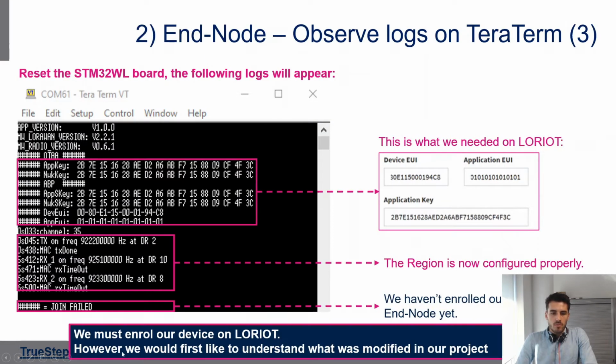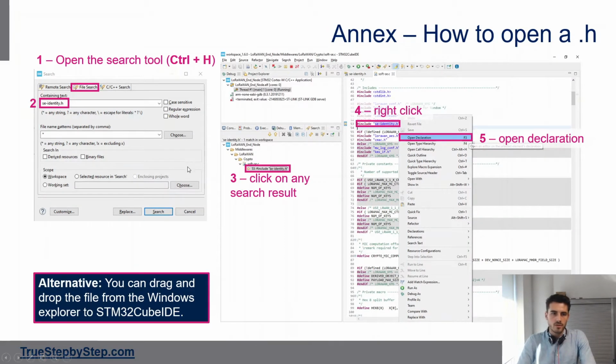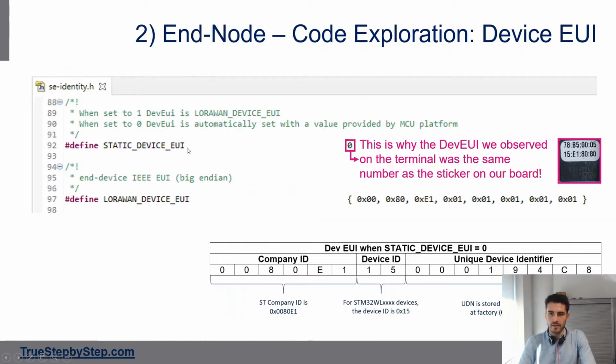Sorry. But first, before we do that, we kind of want to understand what we've done, okay? Because so far we've used CubeMX, and you will see it's like a graphical way to configure our project. But we want to understand what this has done in the code. So I will show you how to open a .h file, and then we're gonna look at different .h files. So here, for example, okay, we'll see that.